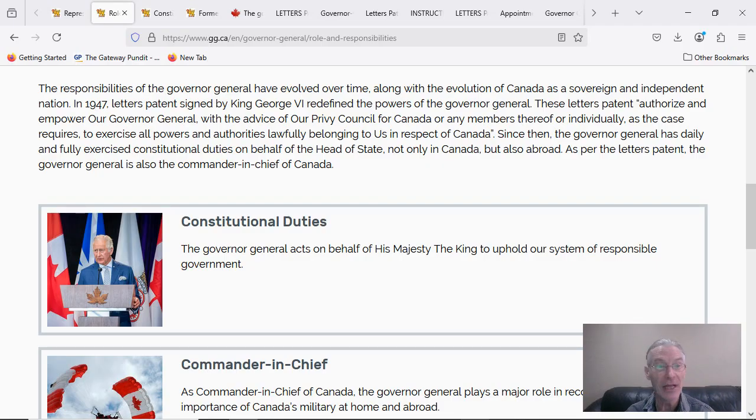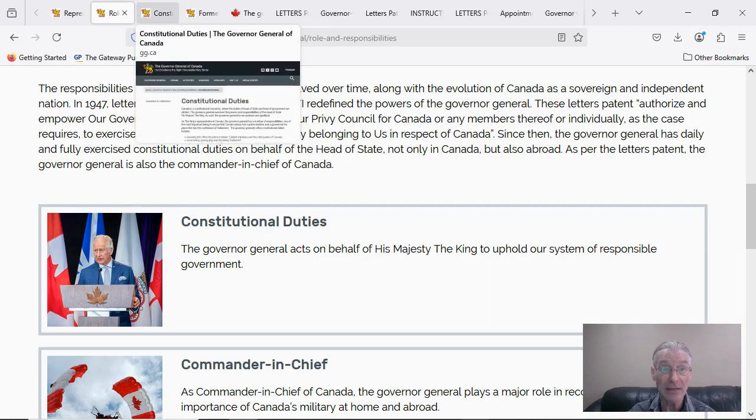Since then, the Governor General has daily and fully exercised constitutional duties on behalf of the head of state, not only in Canada but also abroad. As per the letters patent, the Governor General is also the Commander-in-Chief. So they're speaking of these letters patent from 1947. From 1947. And those letters patent are fraudulent to begin with. And I'll show you exactly how and why.